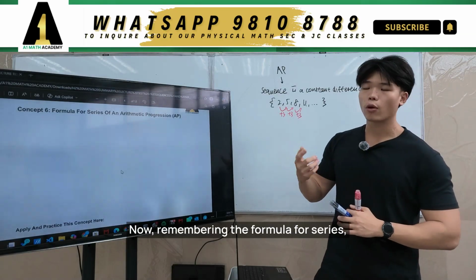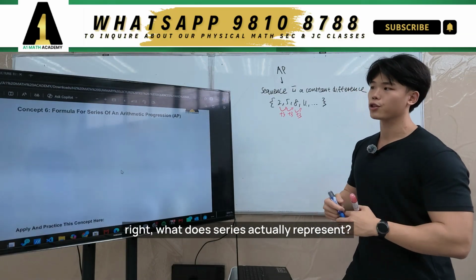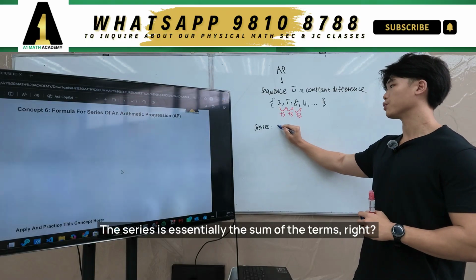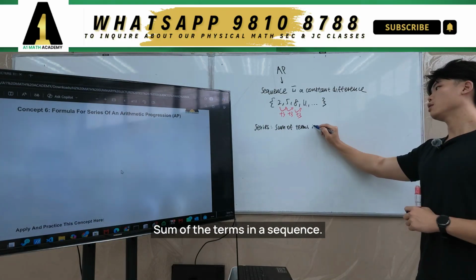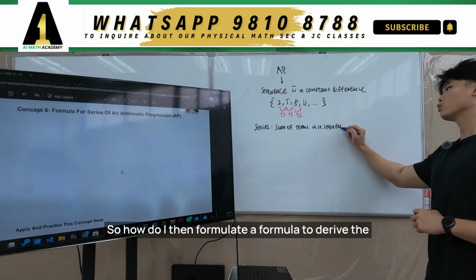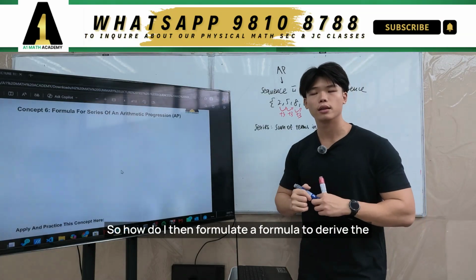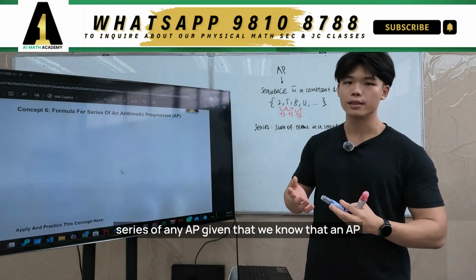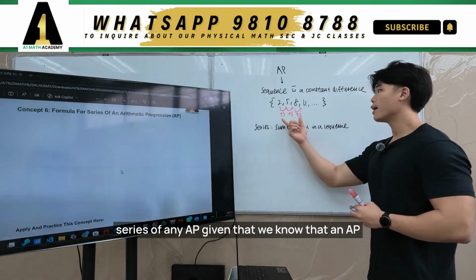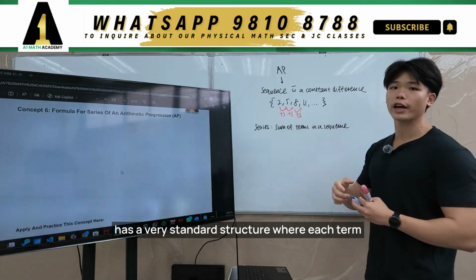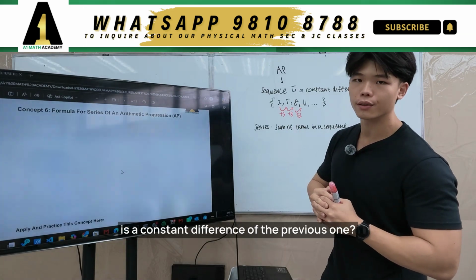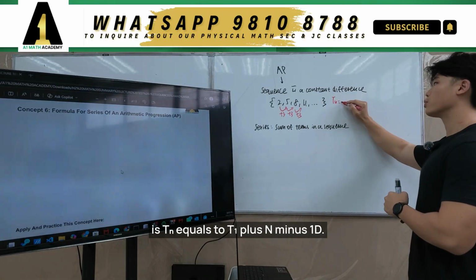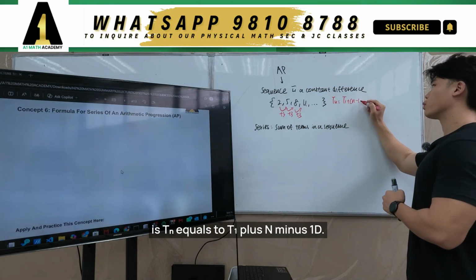Now, remembering the formula for series, what does series actually represent? A series is essentially the sum of the terms in a sequence. So how do I formulate a formula to derive the series of any AP, given that we know that an AP has a very standard structure where each term is a constant difference of the previous one? We know that the general formula is Tn equals T1 plus (n minus 1)d.